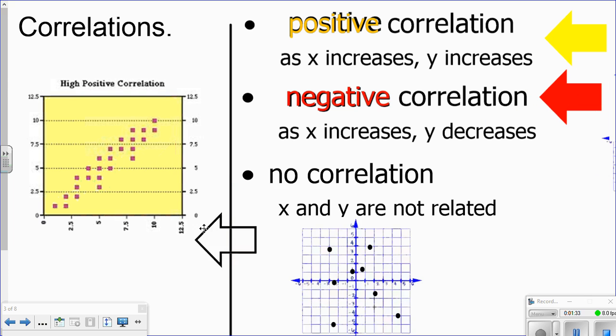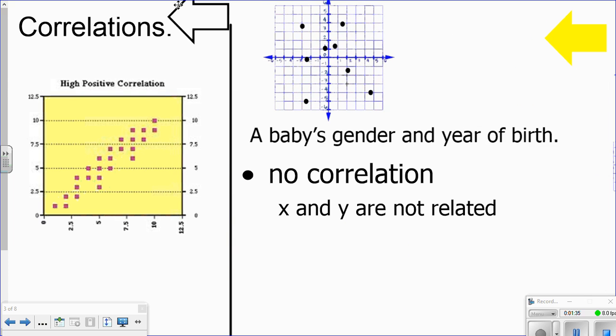And then we might have something with no correlation. For example, a baby's gender and year of birth. Okay? It's not like we have all boys born one year and all girls born the next year. So there's no correlation between whether it's a boy or girl and the year of birth.